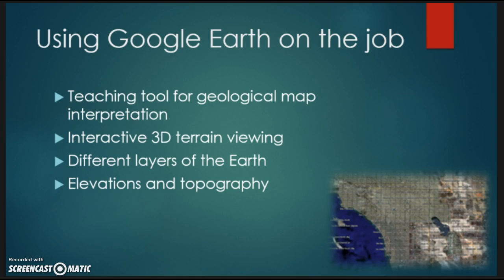The interactive 3D terrain viewing also allows for geologists to have a different viewing of erosion and the dipping units found throughout the Earth. The layers of the Earth, elevation, and topography are easily seen with the different unit colors and patterns. So these are just a couple of ways that geologists are able to use Google Earth on the job.